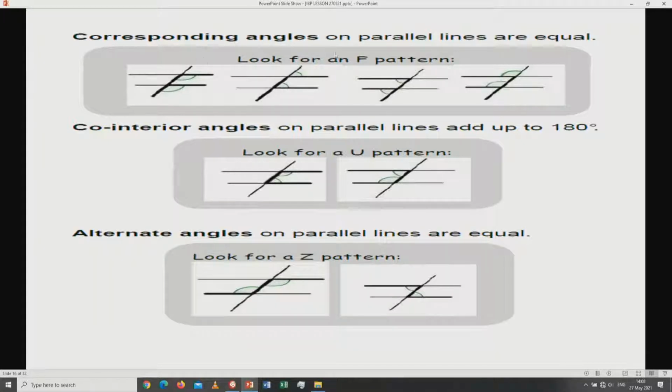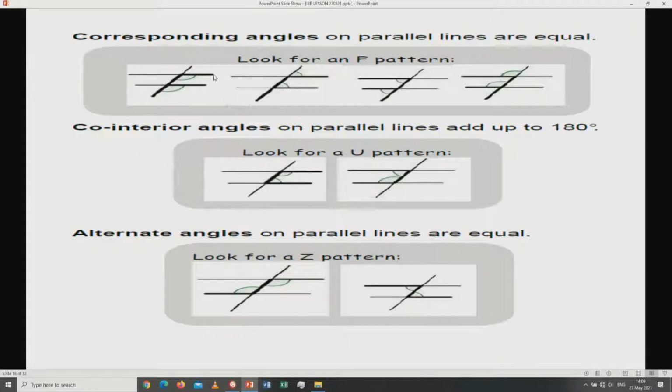So every time you look at a question, look at the patterns. And I mentioned earlier on, coloring will come in. Coloring will tell you, oh, these are equal. Right. We have just done the question of co-interior as well.